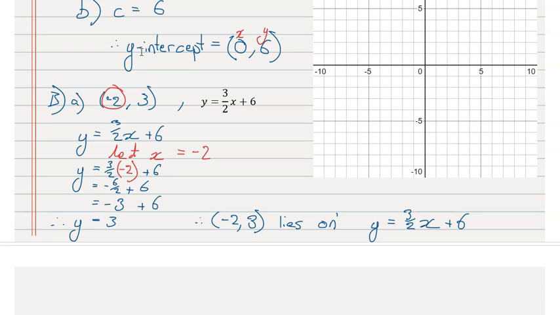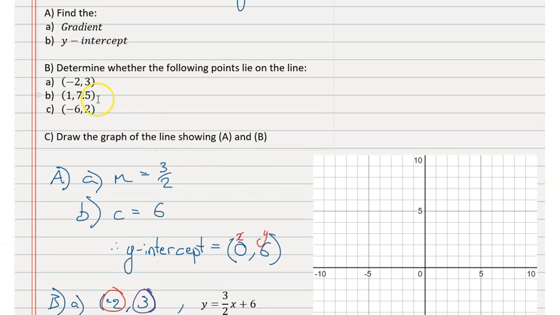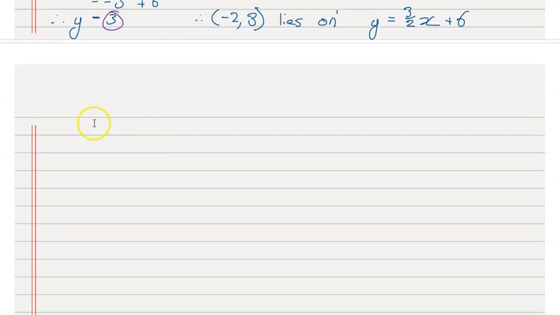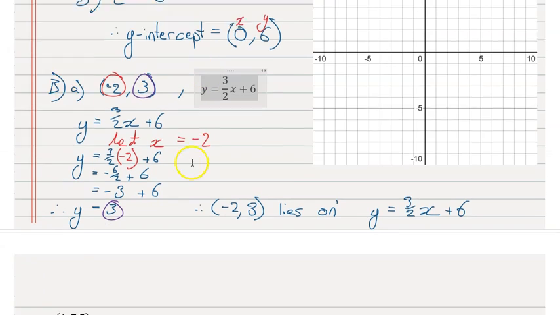So recall what we did was we wrote out the equation, then we said let x equal this x-coordinate here, and then we evaluated the expression to get the value of y, and we checked whether it was equal to the given y. It was equal, so we see that the point (-2, 3) lies on the line y equals 3 over 2x plus 6. Now the next one we want to check is this one, (1, 7.5). So let's put it down here, 1 and 7.5, and we'll grab the equation.